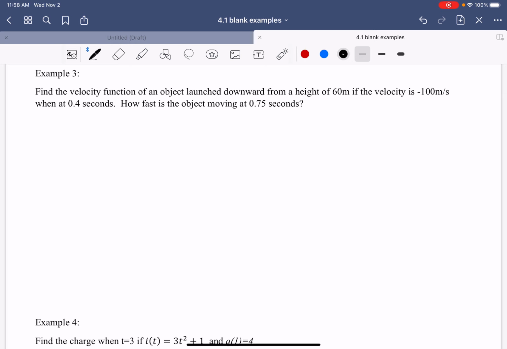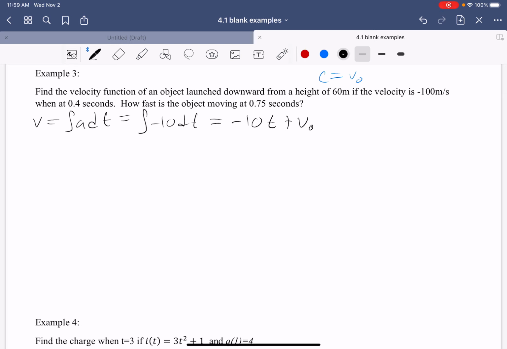Okay, here we're going to find the velocity of an object launched downward from a height of 60 meters if the velocity is negative 100 meters per second at 0.4 seconds. How fast is the object moving at 0.75 seconds? So velocity is the antiderivative of acceleration. Acceleration is negative 10 meters per second squared. So velocity is negative 10t plus velocity initial. Whichever you prefer, I'll write v0 on this one.